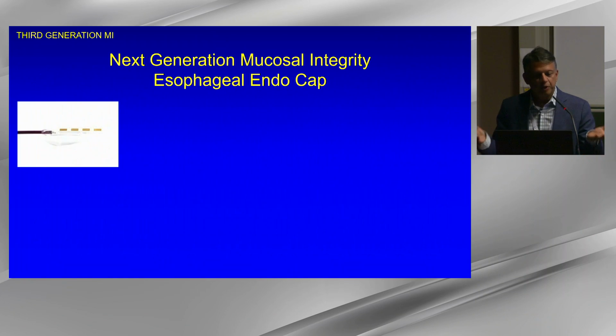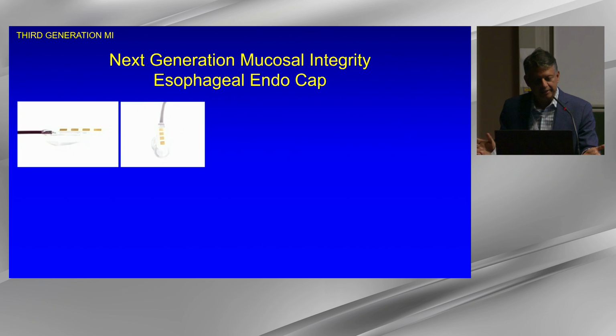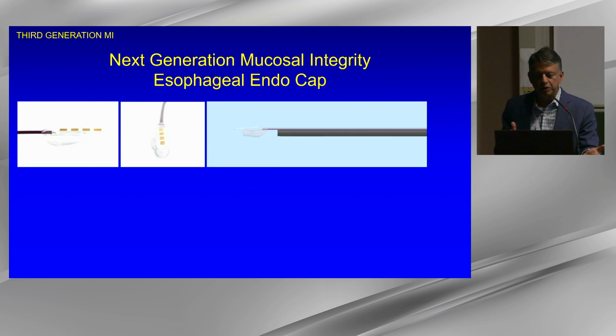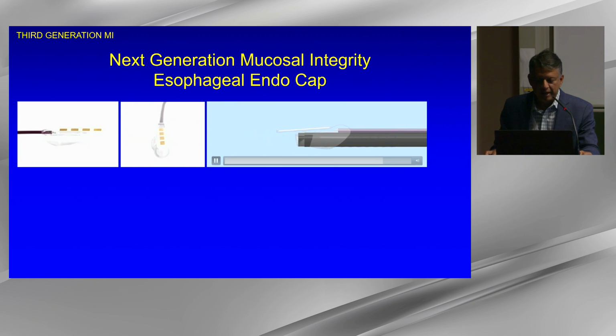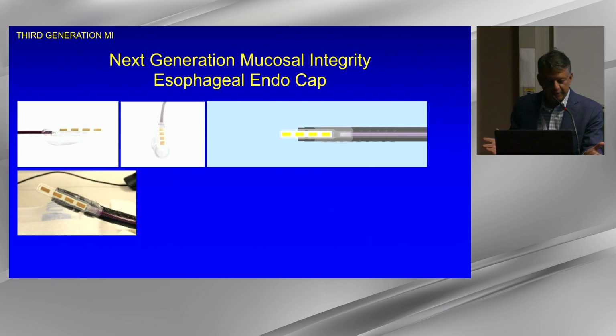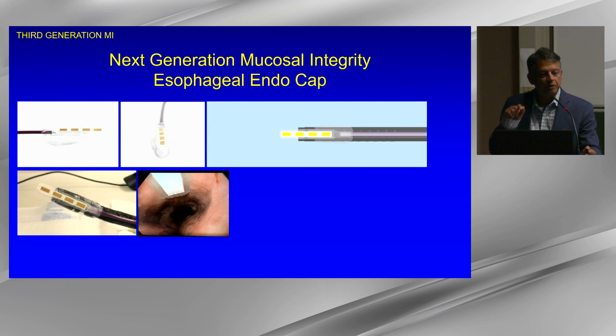And so the third generation mucosal integrity device is the esophageal EndoCap that John demonstrated. This is a little cap that you slide onto the tip of the endoscope. It has these impedance electrodes at the distal end. There's another view, and here is a cartoon that shows how you place it. You just slip it onto the tip of the endoscope, and the top part is where the impedance array is. That's what it looks like placed on an endoscope, and that's what it looks like when you look down the esophagus.